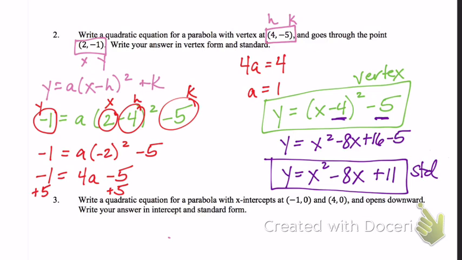You don't want to use the X and Y. You only use the X and Y one time, so the 2, negative 1. You only use that once to solve for your A. Once you have your A, you don't need to use it anymore. So you want your vertex form to be Y equals A, X minus H squared plus K. Then I FOILed that out to get standard form. Standard form is Y equals X squared minus 8X plus 11.